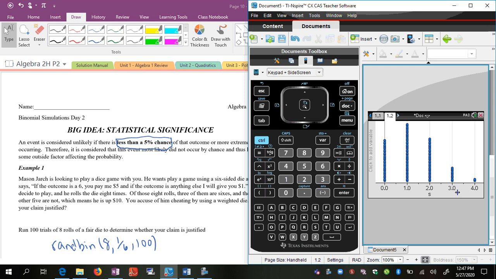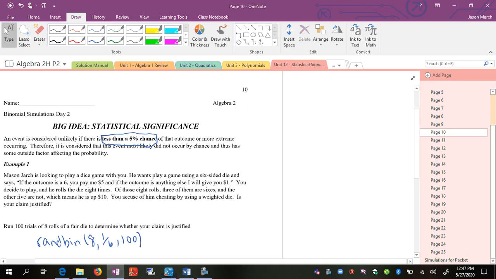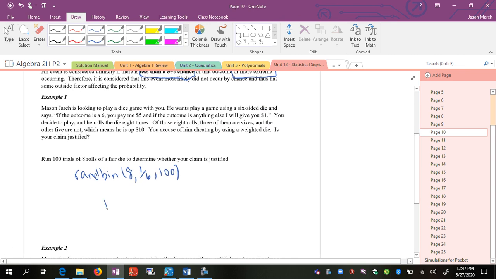So what happened in this situation was that Mason Jarch got three 6s. And we're questioning, well, 3 out of 8 rolls, how likely is that? So you can see I've got all these dots here. And even more, 4 even happened. So the other thing you have to keep in mind with statistical significance is that you're looking at a less than 5% chance of that outcome or more extreme. So we actually have to find the probability of rolling greater than or equal to 3 sixes.